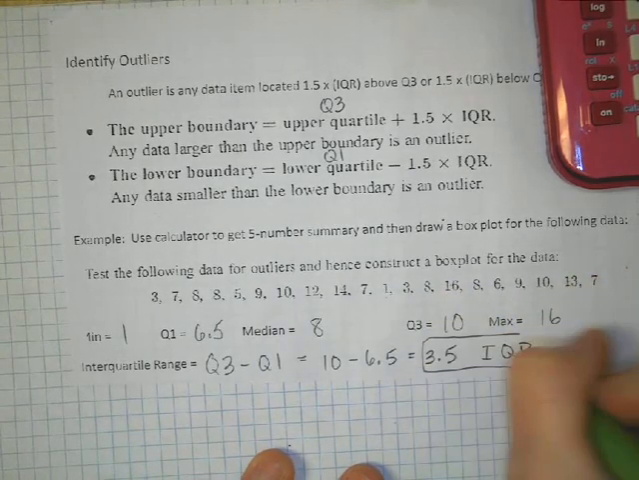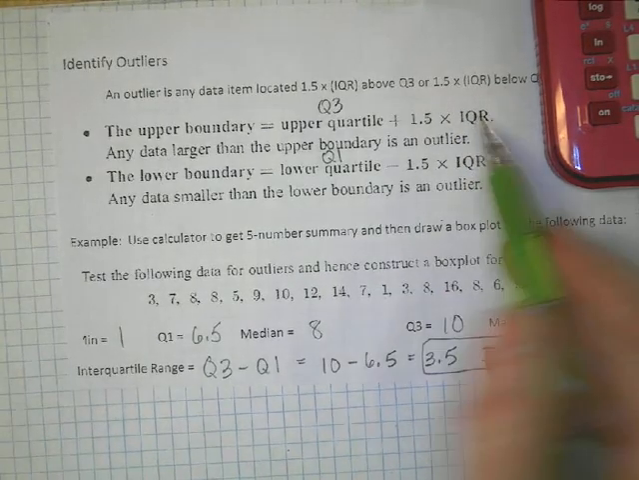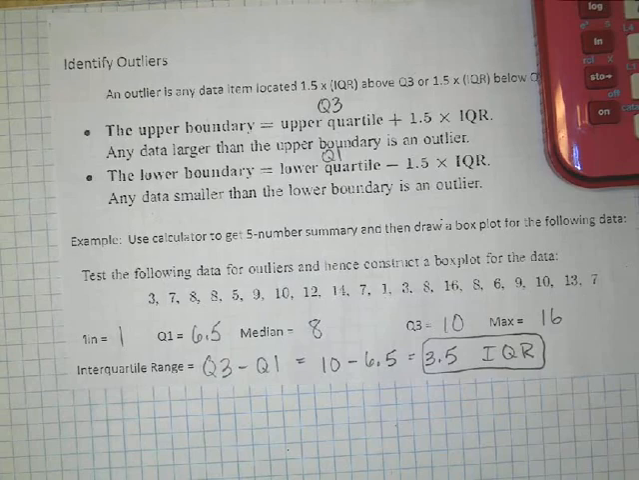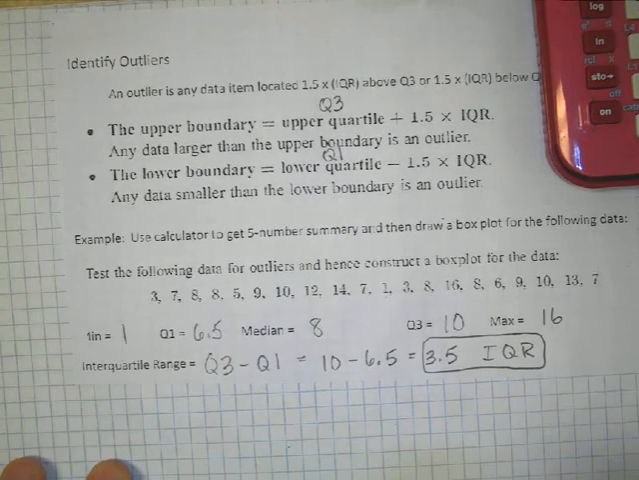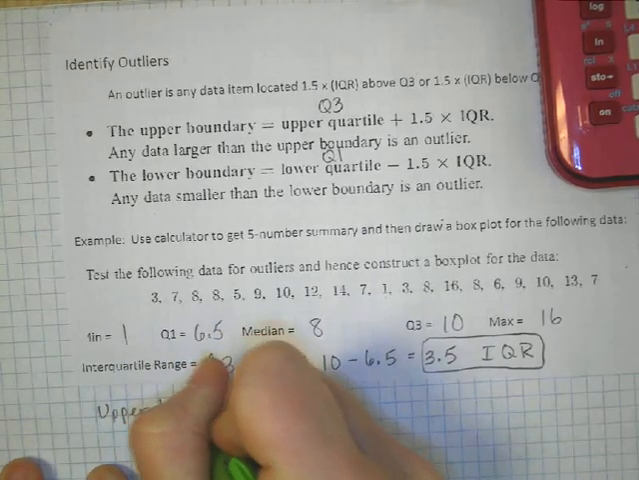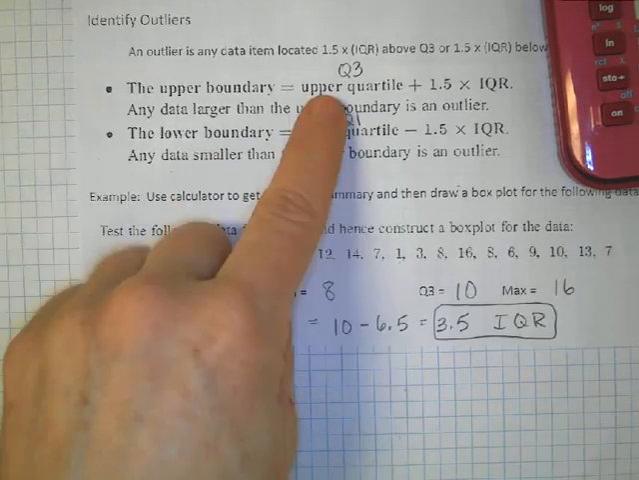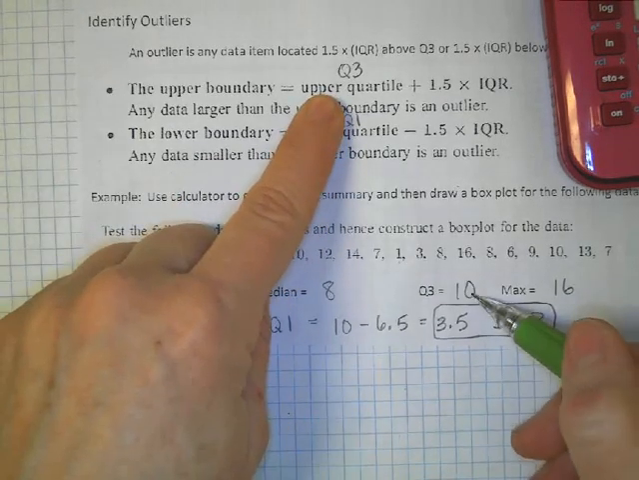That I'm now going to use to figure out where the upper boundary is for my outliers. Okay, so to do the upper boundary, I am going to take the upper quartile, so the upper quartile is Q3, so that's 10.